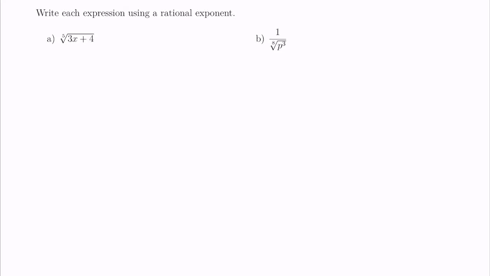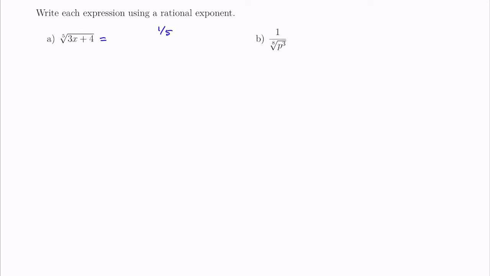In this example, we are going to rewrite two radical expressions using rational exponents. In part A, we have the fifth root of the quantity 3x plus 4. The first step in rewriting this using rational exponents or fractional exponents is to recognize that a fifth root is the same thing as an exponent of 1/5.